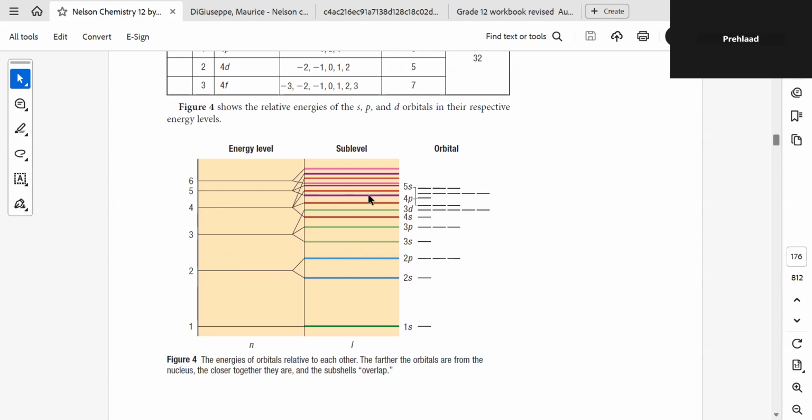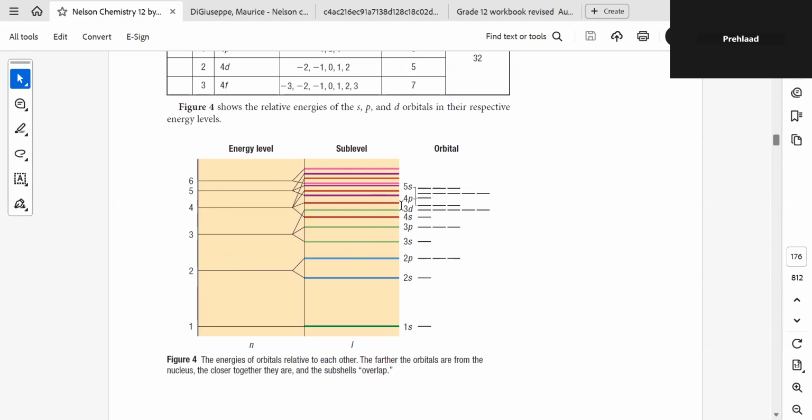So what you need to understand is that the energy gap between 4s, 3d, 4p is very, very small. So they are literally overlapping each other. And that is adding some complexity that we'll learn further.